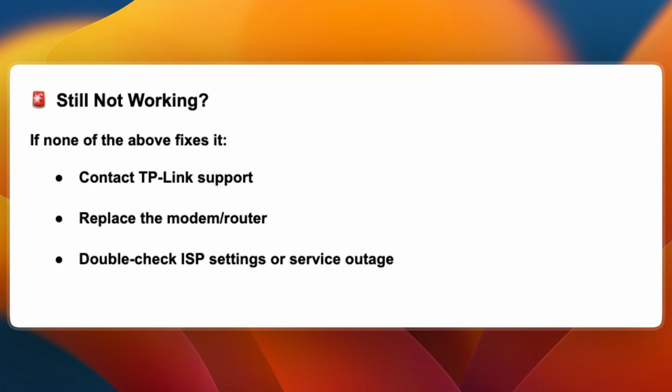Now if all of that did not work for you, then you can contact TP-Link support, you can replace the modem or router, and you can double check the ISP settings or service outage. So now you know how to fix your TP-Link router not having internet access.